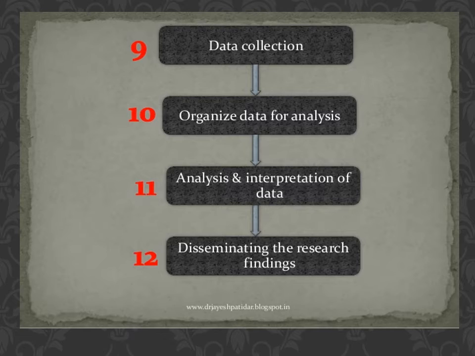Then actual data collection. Then the data, whatever we have collected so far, we have to organize in a systematic manner for analysis. Then the 11th, analysis and interpretation of data. And 12th, we will publish and disseminate the research findings. So these are the 12 steps of the qualitative design.